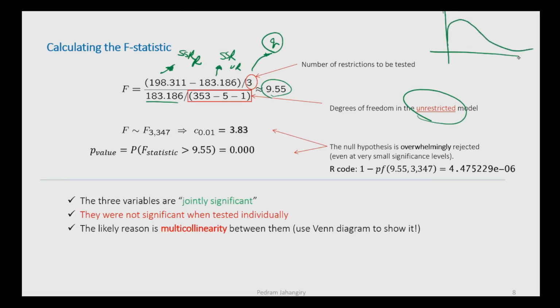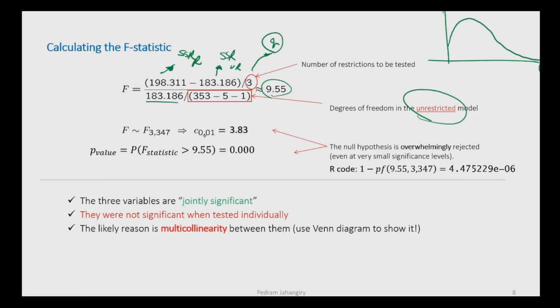So we are way out in the right side of the tail, around 9.5. It's very good news, right? Because when F is super large, it means that the idea that those coefficients were collectively irrelevant is nonsense. We can easily reject that idea. So formally, how do we do that? We have to compare this F statistic with the critical value.